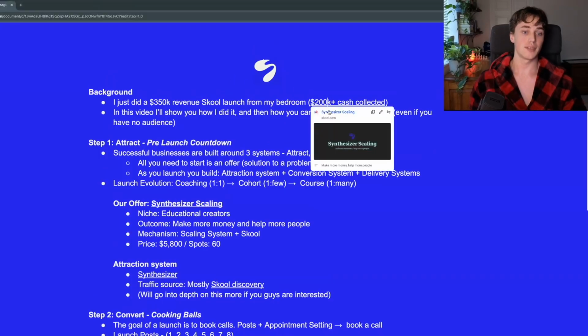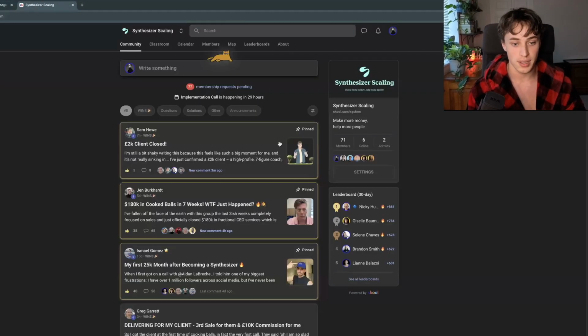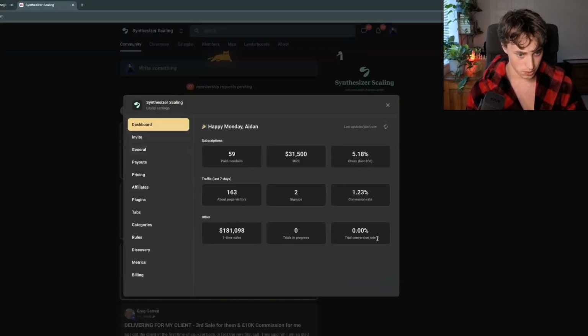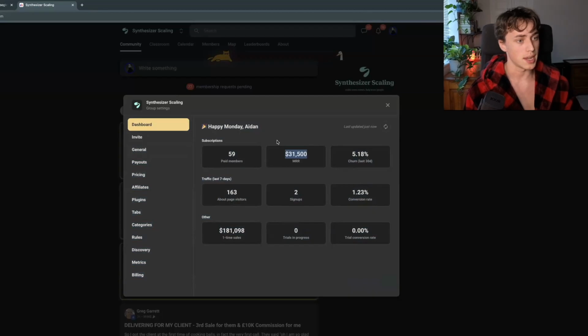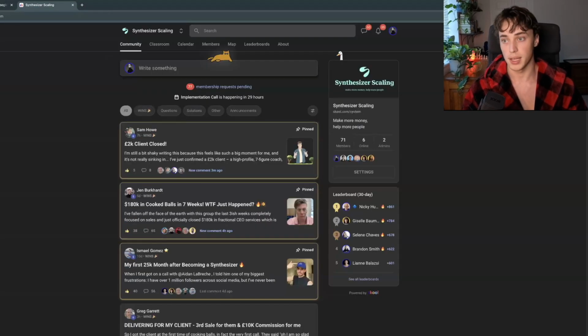So if we look here, synthesizer scaling was the offer, where we collected payments, and as you can see in the dashboard, SKOOL makes it easy. We can see that there's 180K one-time sales, 31K MRR, which is the payment plans, which equals about 200K cash collected, and the rest are coming through on payment plans.